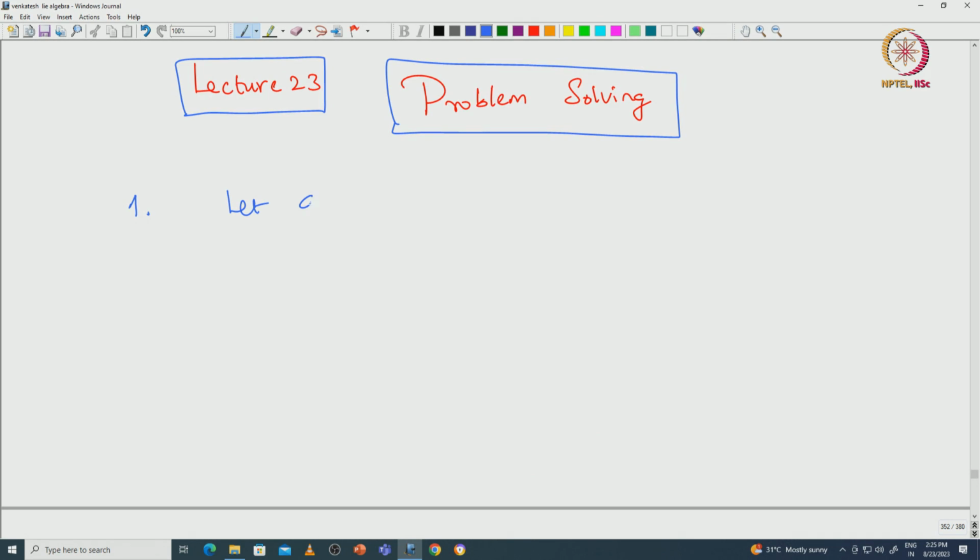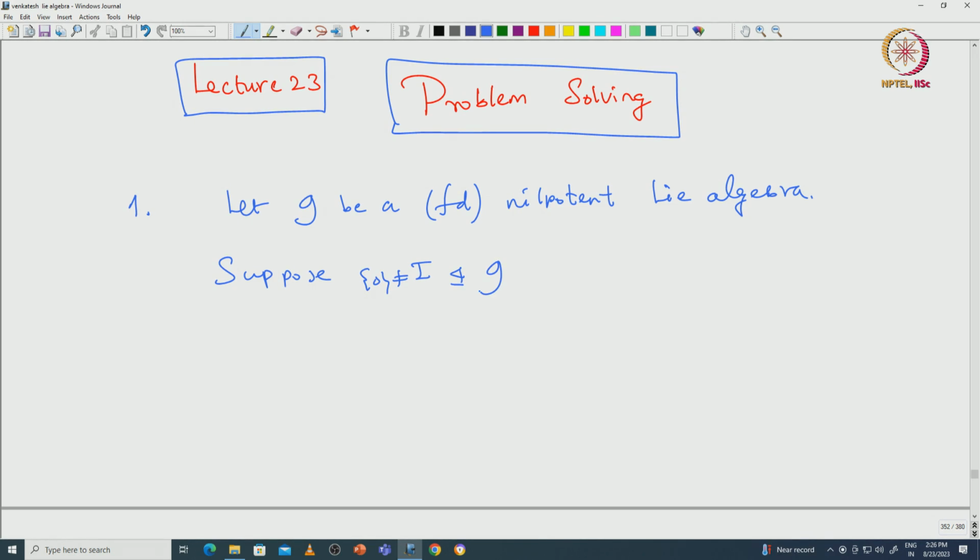So let G be a finite dimensional nilpotent Lie algebra. Suppose I is an ideal inside G. So let us assume I is a non-zero ideal inside G. So then we have the center of G intersection I is non-zero. Okay. So this is a very non-trivial fact.